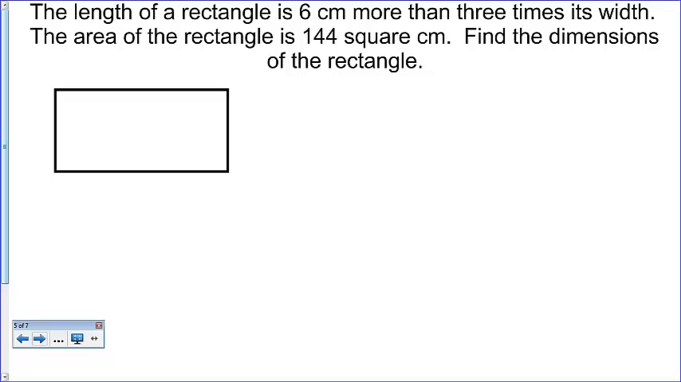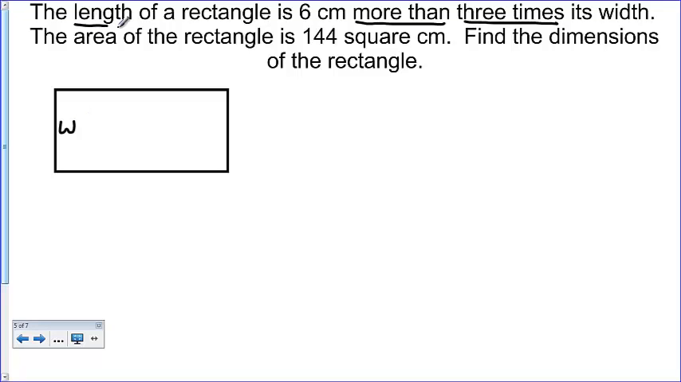Let's try this one with a rectangle. It says the length of a rectangle is 6 more than 3 times its width. The area of the rectangle is 144 square centimeters. Find the dimensions of the rectangle. So let's define the variable. It describes the length in terms of the width. So I'll let W represent the width of the rectangle.